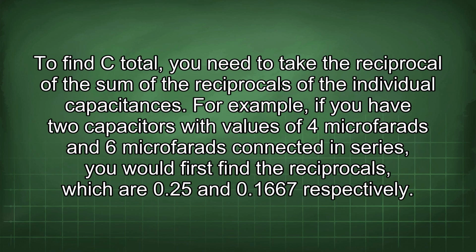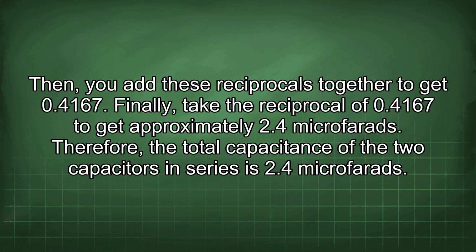To find C total, you need to take the reciprocal of the sum of the reciprocals of the individual capacitances. For example, if you have two capacitors with values of 4 microfarads and 6 microfarads connected in series, you would first find the reciprocals, which are 0.25 and 0.1667 respectively. Then you add these reciprocals together to get 0.4167. Finally, take the reciprocal of 0.4167 to get approximately 2.4 microfarads. Therefore, the total capacitance of the two capacitors in series is 2.4 microfarads.